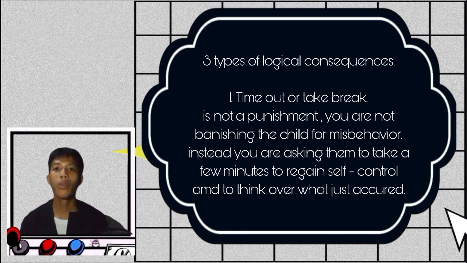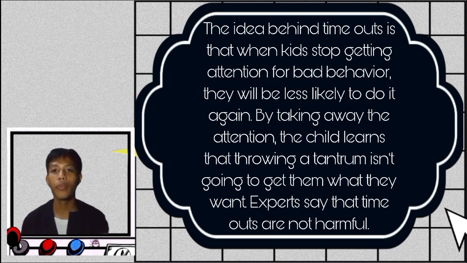Number one is time out or take a break. It is not a punishment. You are not punishing the child for misbehavior. Instead, you are asking them to take a few minutes to regain their self-control and to think over what just occurred. The idea behind time out is that when kids stop getting attention for bad behavior, they will be less likely to do it again. By taking away the attention, the child learns that throwing a tantrum isn't going to get them what they want. Experts say that timeouts are not harmful.